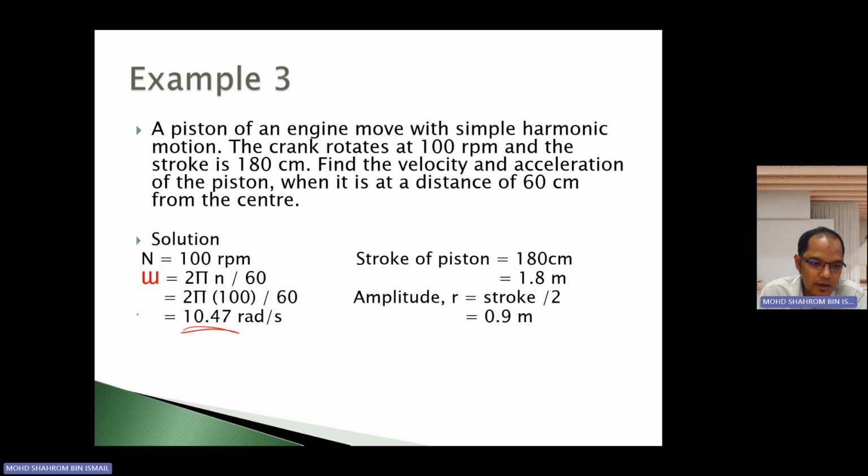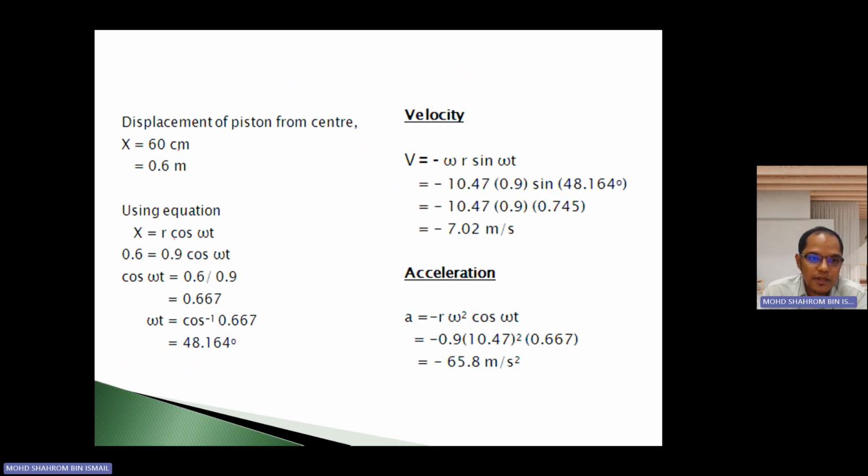You get the omega, and then the stroke of the piston, you know, the amplitude is here. So the displacement from the center, you just convert from cm to meters, and then using the equation, you manage to get omega t equivalent to cos to the power of -1 multiplied by 0.667. Basically you want to find this one. And then the velocity is 7.02 meters per second. This one is velocity, and this one is the acceleration.